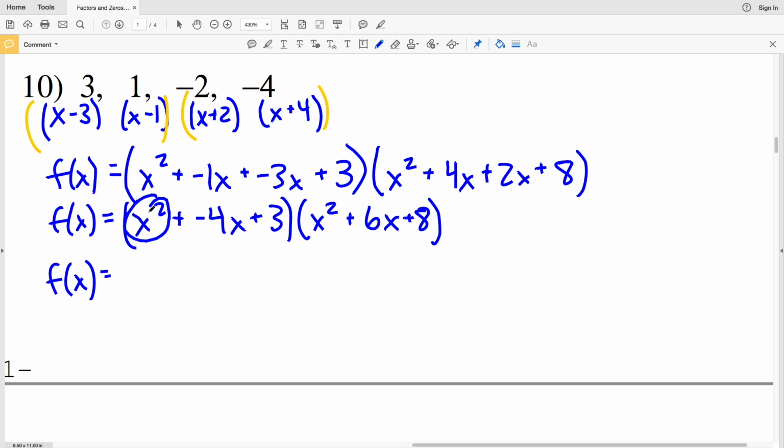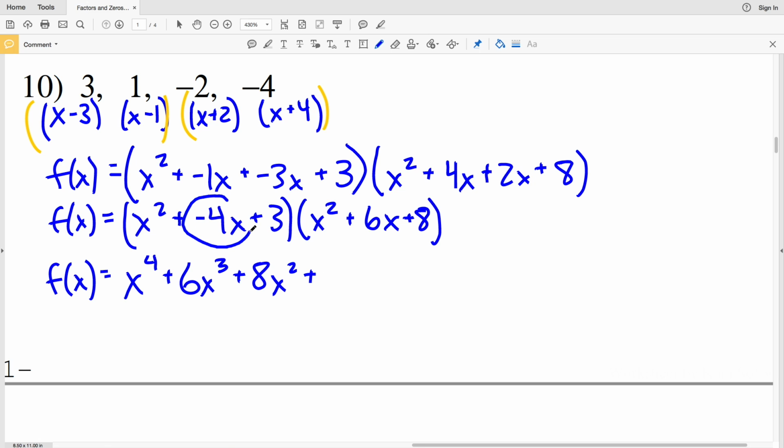So starting with this x squared, it will get multiplied to x squared, 6x, and 8. So x squared times x squared is x to the 4th plus x squared times 6x, which is 6x cubed, plus x squared times 8, which is 8x squared.